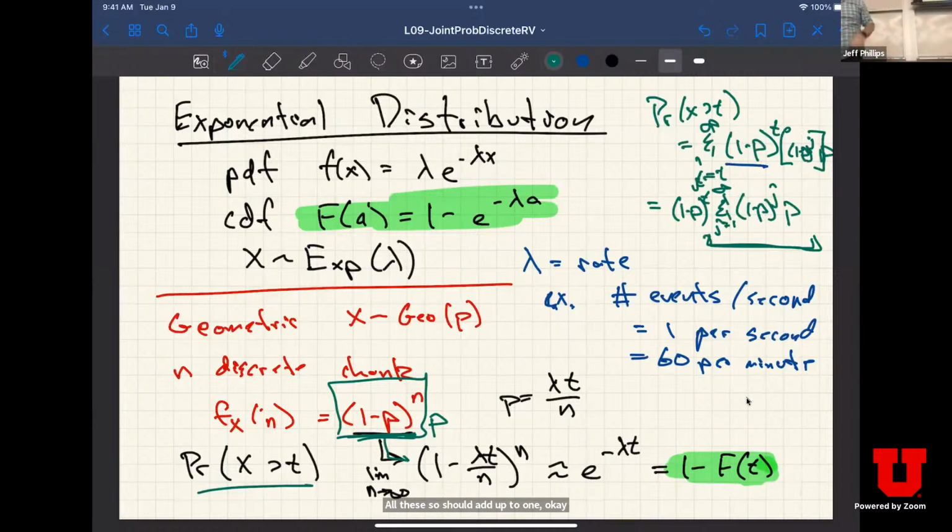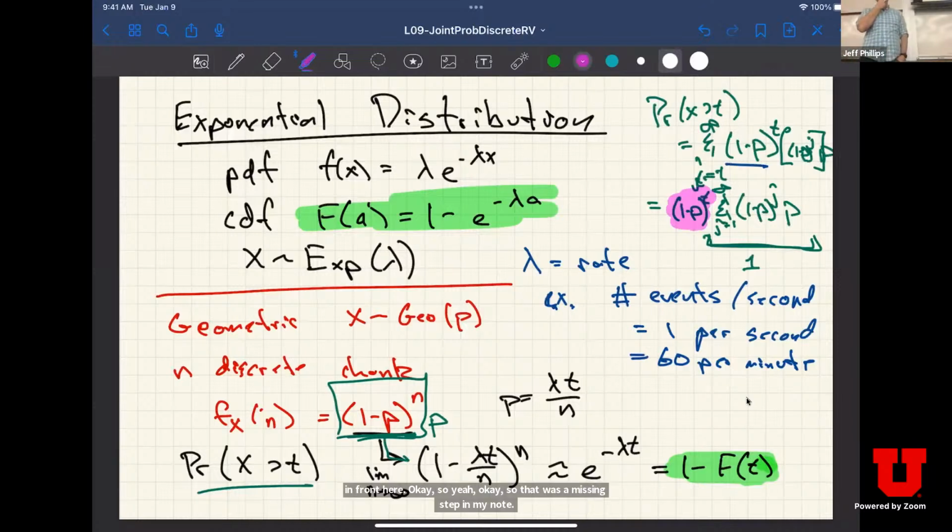Okay, so I can factor this out as a 1, and all that's left is this term in front here. So that was a missing step in my notes, but I think we solved it on the fly.